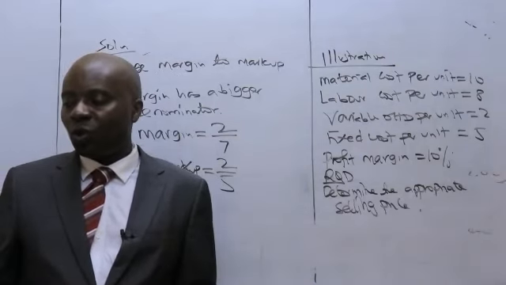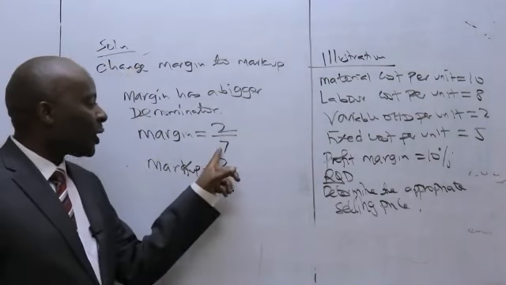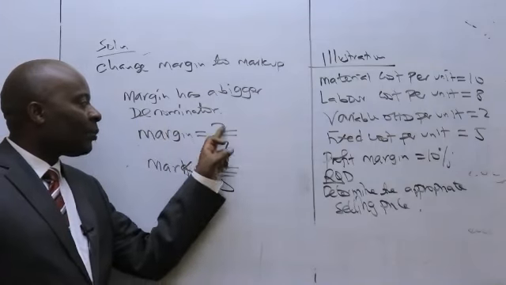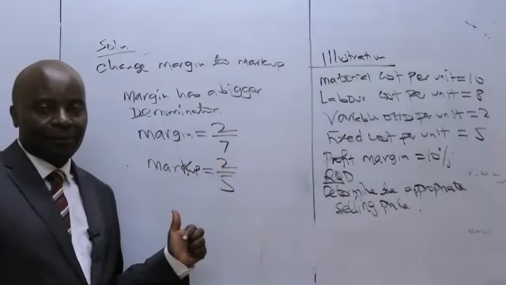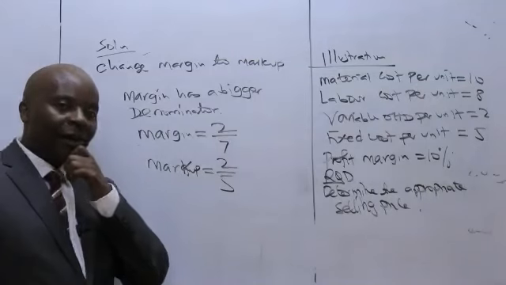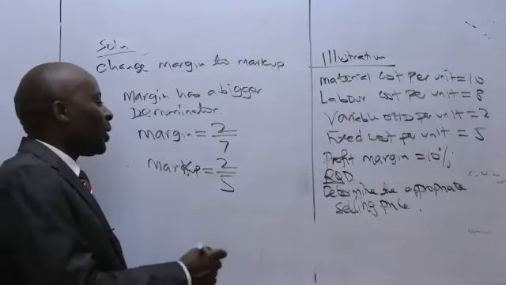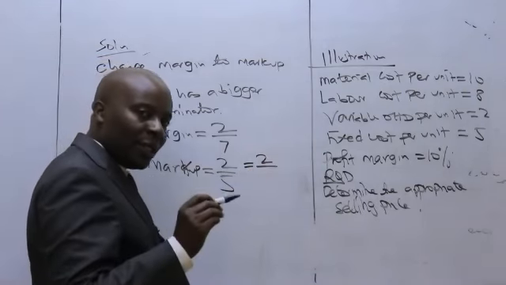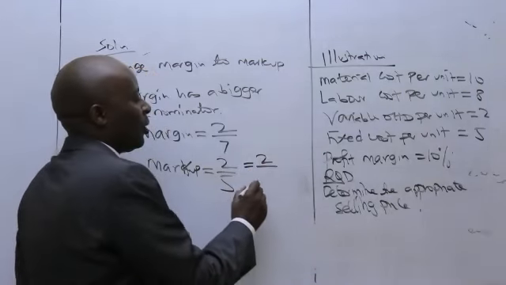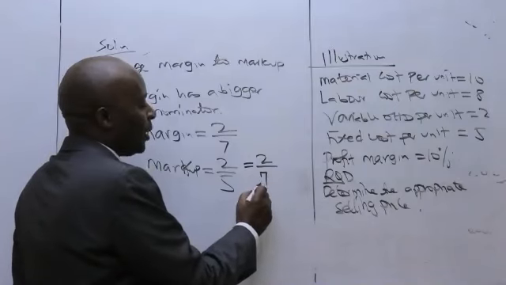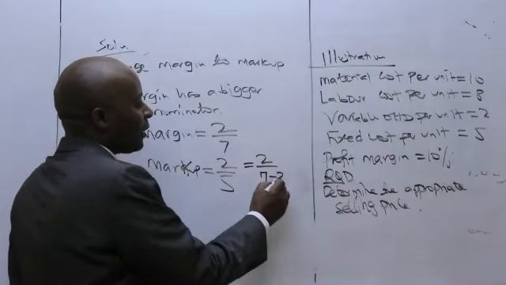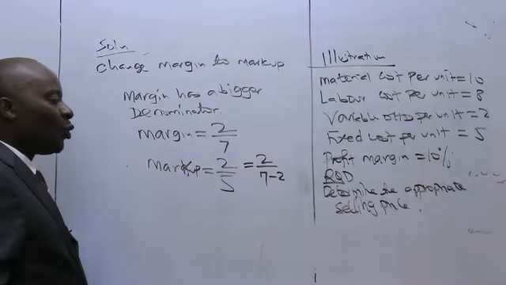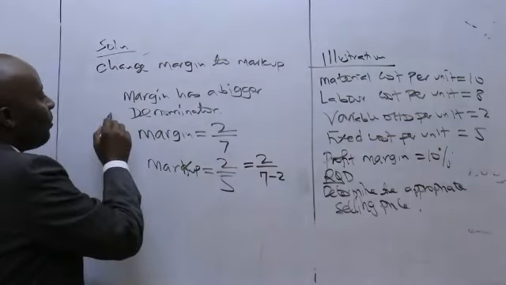I took what Ruth is telling me. I took the selling price, which is the margin's denominator, 7, and subtracted the profit numerator. It is very interesting that to get markup, because markup has a smaller denominator, I took the 7 and subtracted to get the smaller denominator, which ended up giving me 2/5. So this is exercise number 1.